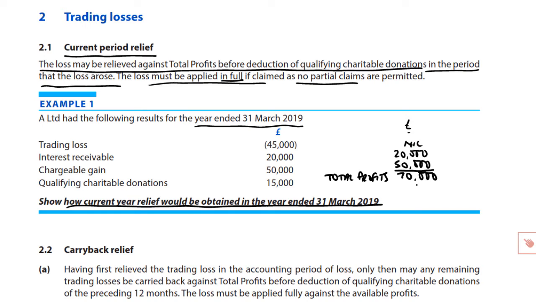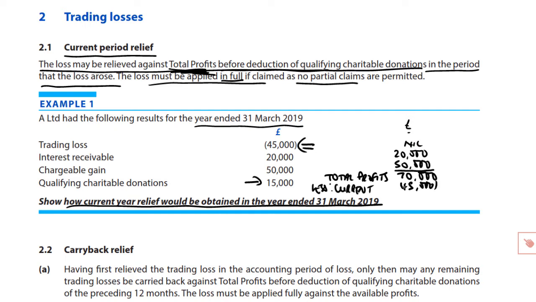What is the claim against in the current period? It is against, of course, total profits. Total profits being before the deduction of these qualifying charitable donations. So we take our less, what would be current period relief. Again, you'd write that out in full, of course, if doing a written question. If you're doing an objective testing question, you're just scribbling it down, much as I am here. What is that loss? There you go, it's 45,000.